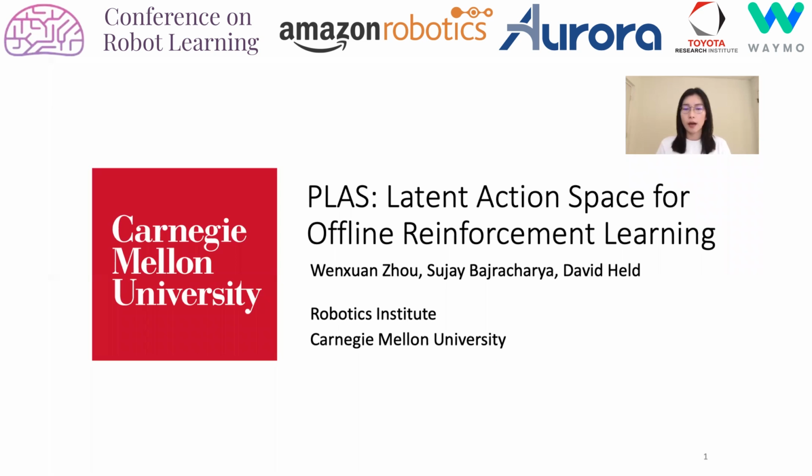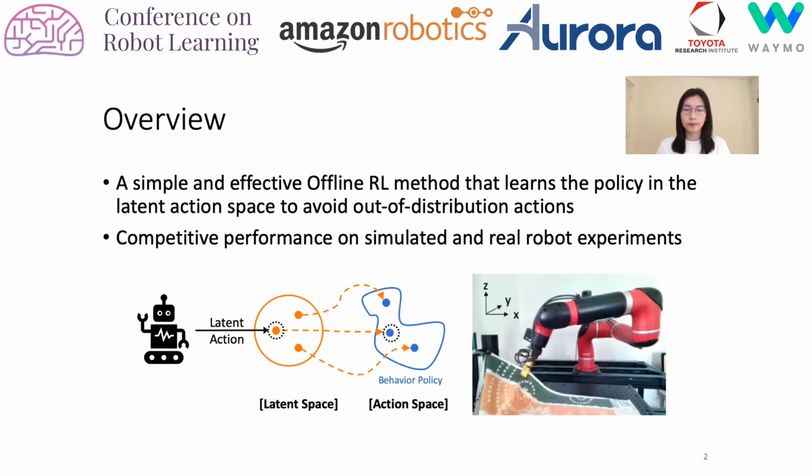I'm going to talk about our work on latent action space for offline reinforcement learning. In this work, we propose a simple and effective offline RL method that learns the policy in the latent action space to avoid out-of-distribution actions. It achieves competitive performance on both simulated and real robot experiments.